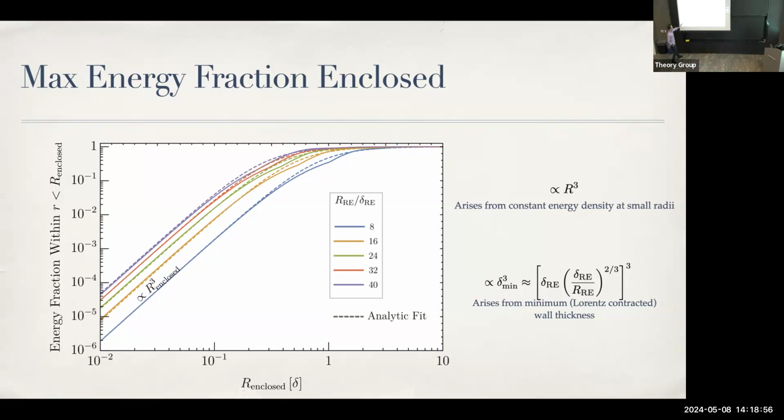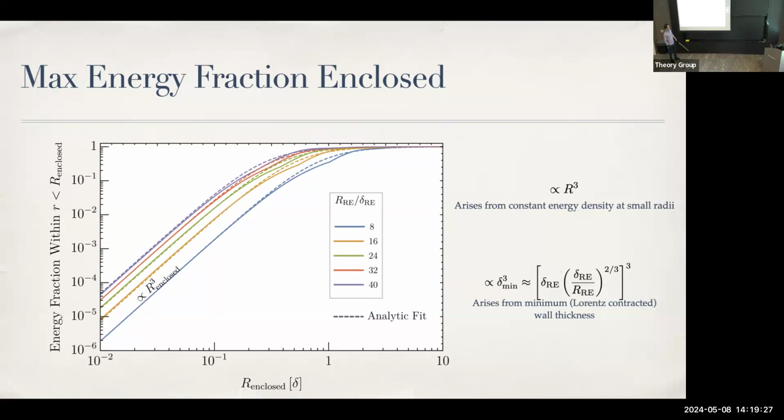And as I go from blue to orange to green, etc., here, my initial size of my wall gets larger and larger and larger. So what's happening here? Well, the larger my initial wall is to begin with, the more I get Lorentz contracted as I shrink. And so my wall thickness decreases from this Lorentz contraction, and I can stuff more and more of it into a given smaller and smaller volume. And that allows me to enclose more energy within a given fraction as I go to larger and larger walls, okay?